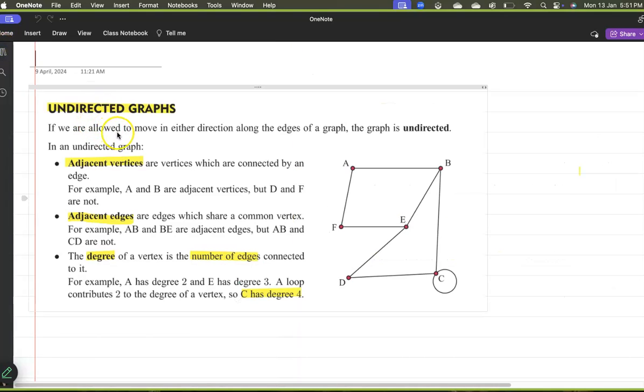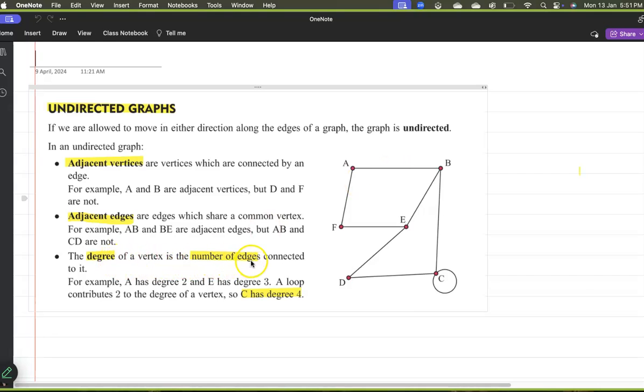Undirected graph. In an undirected graph you can travel both ways. If we are allowed to move in either direction along the edge of a graph, the graph is undirected. It's like a street where there can be two-way traffic. You can go from A to B and B to A. Adjacent vertices are the vertices which are connected by an edge. So A and B are adjacent vertices. F and E are adjacent vertices. Adjacent edges share a common vertex. So AB and AF, correct, are adjacent edges.